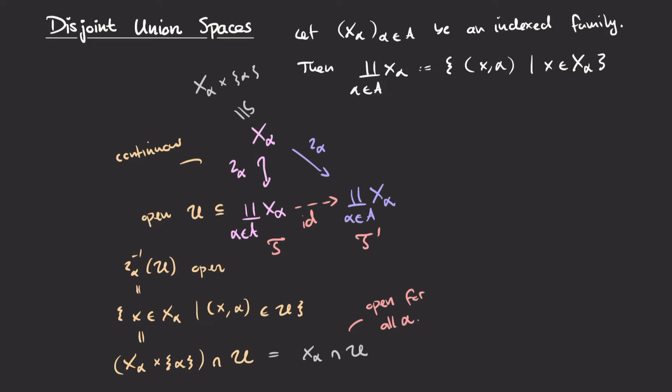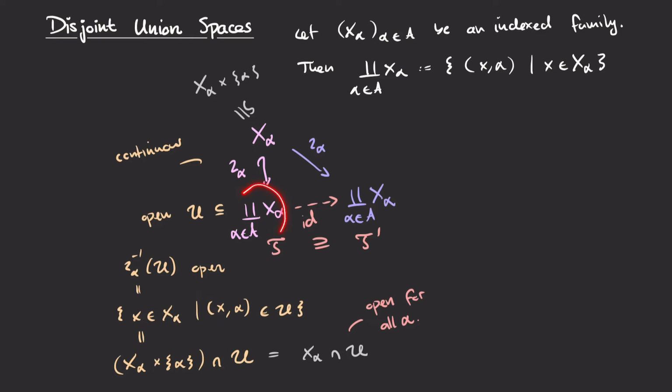What does continuity of the identity map mean? Well, it means that for each open set in tau prime, the preimage under the identity map needs to lie in tau. But the preimage under the identity map of any subset is just that same subset. Therefore, having the identity map here be continuous means that tau prime is actually contained in tau.